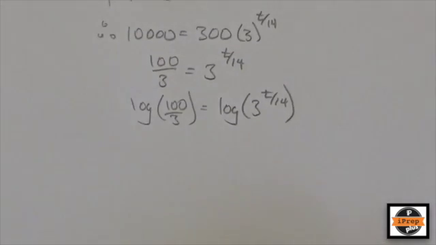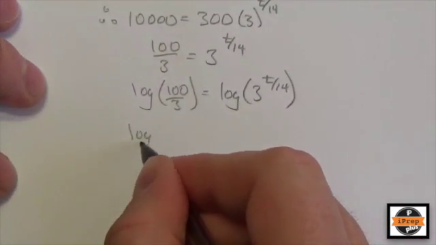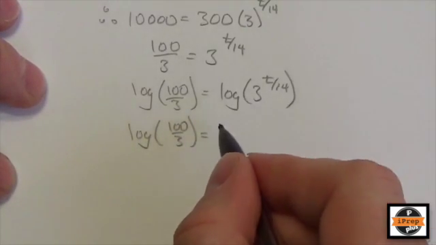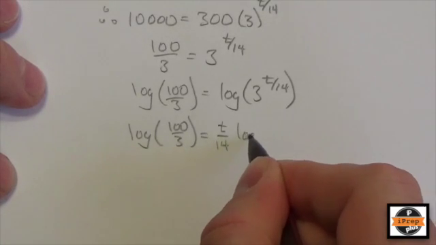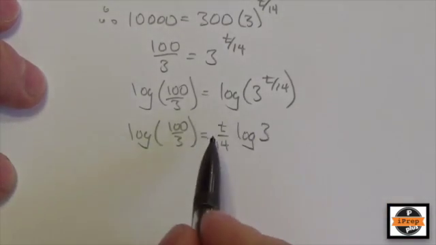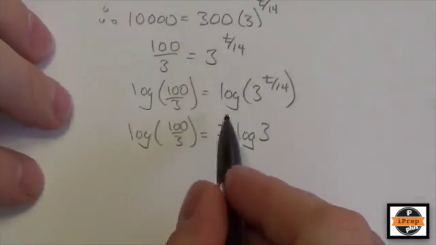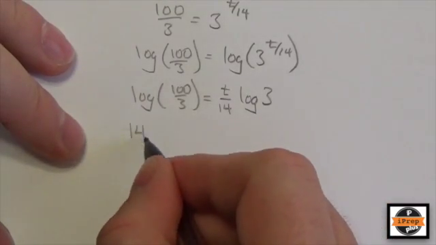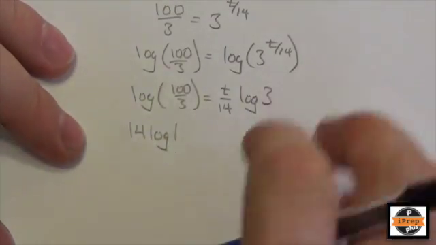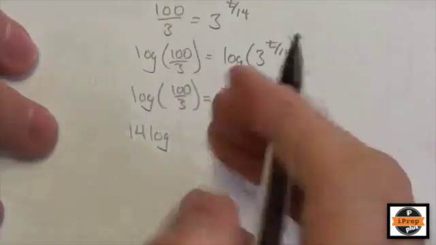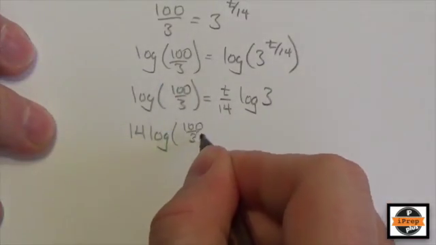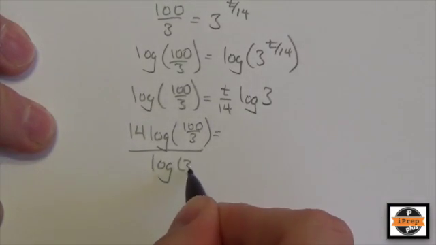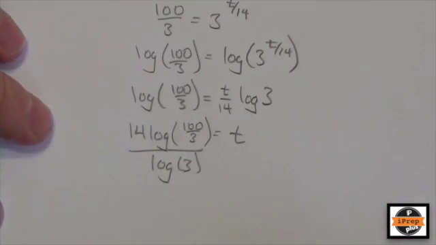The benefit of using logs is that now I can apply the log laws. This will become the log of 100 over 3. That's just going to be a number, and I'm not particularly worried about that. But the right side ends up being t over 14 times the log of 3. I can bring the exponent down, which is really what I wanted, because now I have to get t by itself. It's pretty straightforward. I will multiply by 14 times the log of 100 over 3, and then divide by the log of 3, and that will equal my value of t.